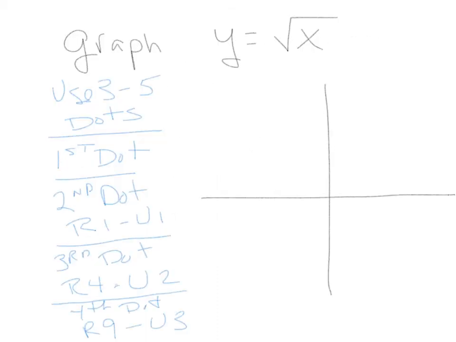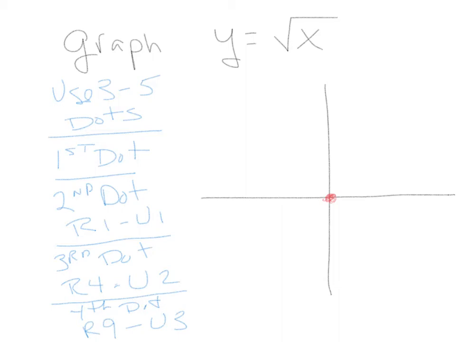Let's do an example. When we look at the graph y equals square root x, basic ideas. We need 3 to 5 dots. The first dot will be wherever the transformations take us. In this case, we have no transformations. So our first dot is going to be located right here at the origin. Make your dots nice and big so that we can see exactly where they are.